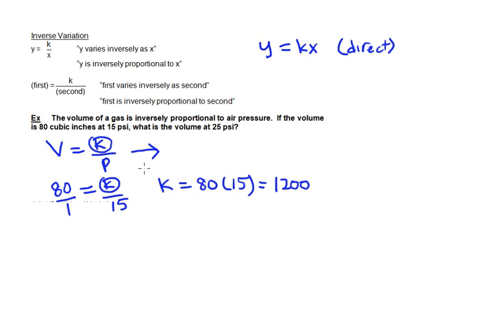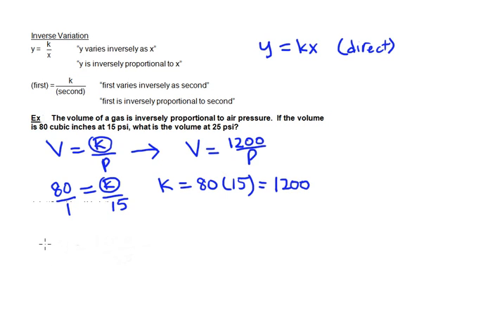So we're going to take this generic equation, which has an unknown value for k, and make it into a very specific equation that we can say that volume is equal to 1200 divided by P. And that's really all that we need, again, to establish this equation, which sets a relationship between V and P. So now we'll go back to answer the question, which is, what is the volume at 25 psi?